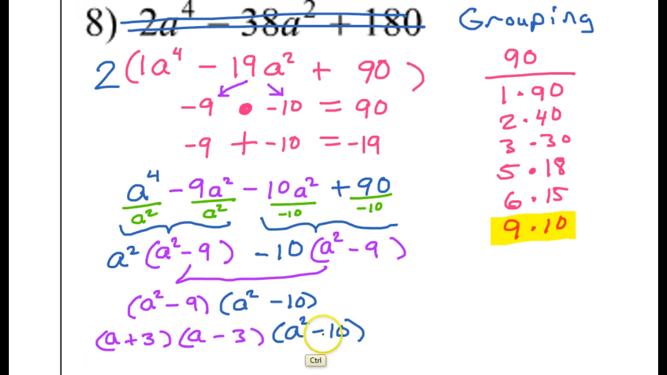Now this is almost the final answer. The only thing that's missing is right at the beginning we factored out a GCF of 2. That 2 is really still there, so we need to be sure to include it in the final answer. So this is the final answer.